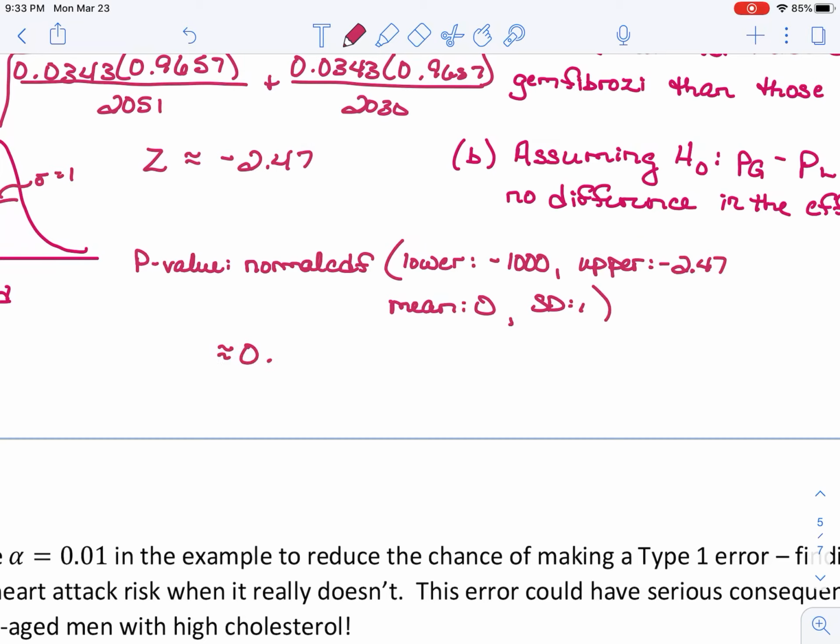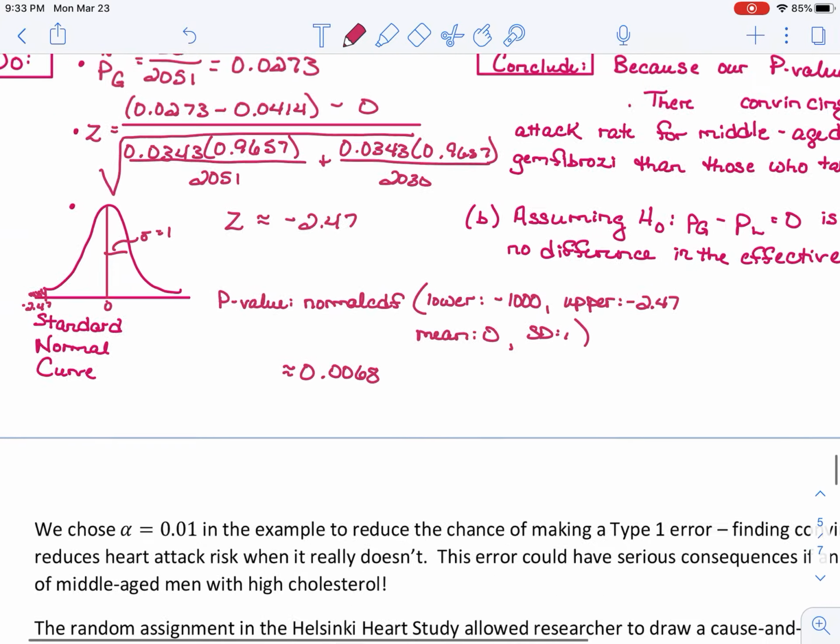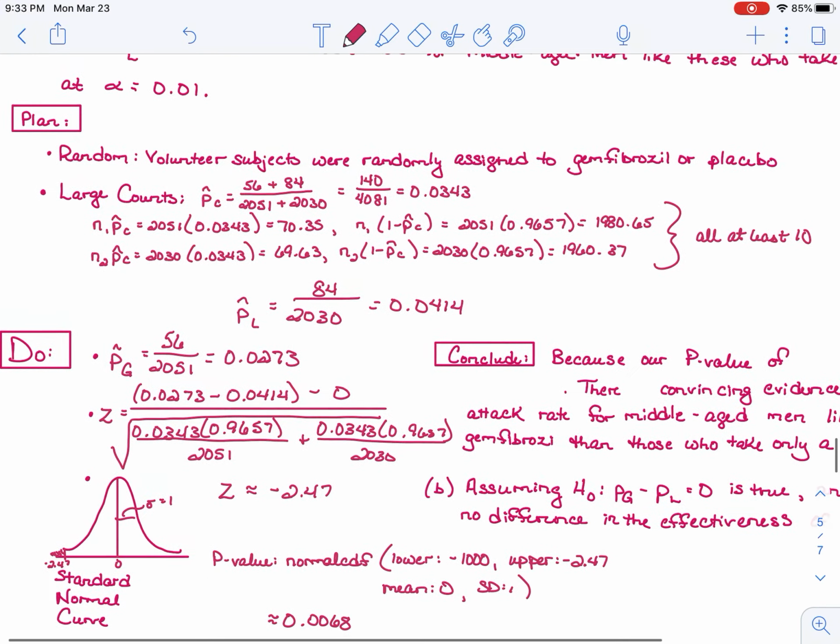So I'm getting a very small p-value of 0.00688. I predicted it would be that small, and it was.